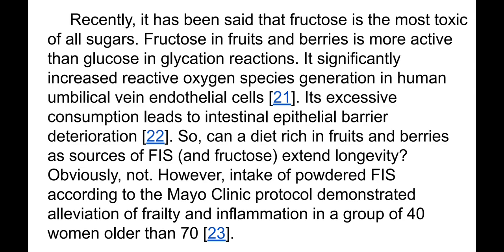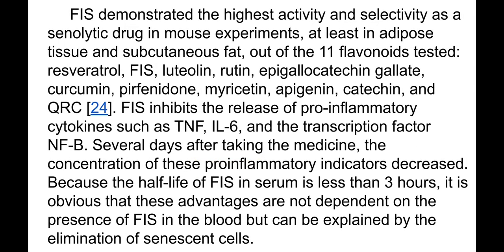However, intake of powdered fisetin, which can be extracted from some trees, according to the Mayo Clinic protocol, demonstrated a reduction of frailty and inflammation in a group of 40 women older than 70. Yes, fisetin is helpful. Okay, it is good. Fisetin demonstrated the highest activity and selectivity as a senolytic drug in mouse experiments, as I was talking about, at least in adipose tissue and subcutaneous fat, out of the 11 flavonoids tested, which include resveratrol, luteolin, rutin. Rutin is almost the same as fisetin, but fisetin is better, because rutin has two sugar molecules in addition to fisetin. And also gallate and curcumin.